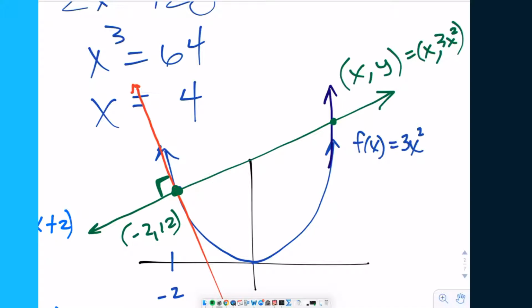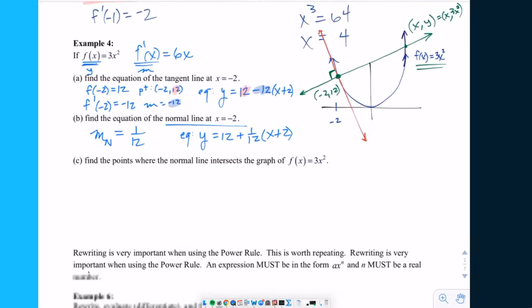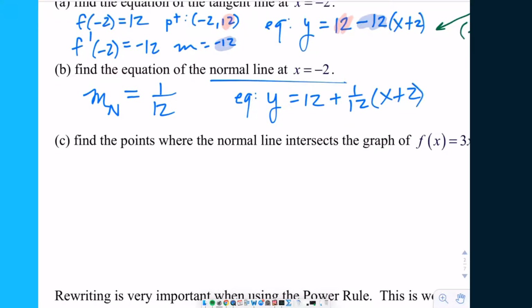Because what do you know about the solution graphically to equations? It's where the two, of course, intersect. So what would we do algebraically to find that? Set their y values equal to each other. Very good. So I want to know essentially where the normal line equation intersects 3x squared. So I have to take my normal line equation, which is from above, 12 plus 1/12 times (x plus 2). I have to set it equal to 3x squared.